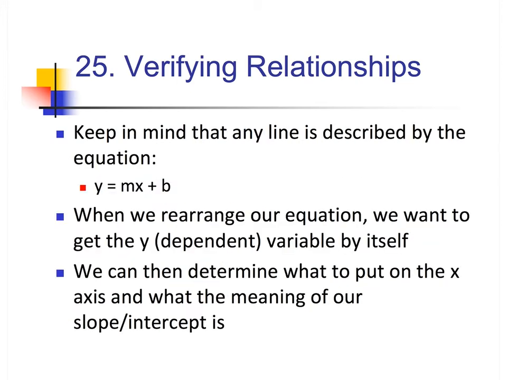So before we work through a quick example here, keep in mind that the equation of any line is described by y equals mx plus b. So our goal basically when we're rearranging these equations and figuring out what we're going to graph is to get that y dependent variable by itself. Whatever's on the y-axis, we want to isolate that first. And then we're going to be able to determine what to put on the x and what the meaning of our slope and y-intercept is going to be.